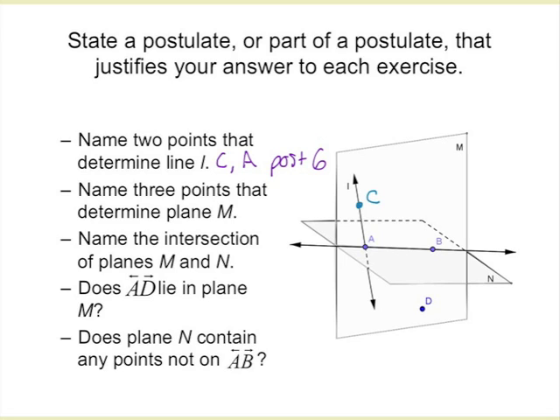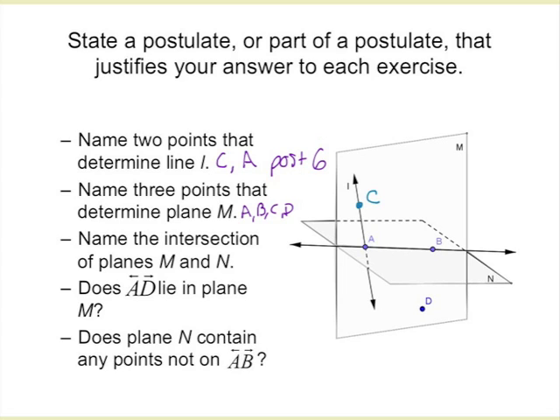The next question says, name 3 points that determine plane M. So to end up with plane M, which is the vertical plane in this picture, we need to find 3 points that are in plane M that are not all in one line. Because if they were all in one line, they could be in other planes as well. Well, all 4 of the points in this picture, A, B, C, D, are all in plane M and they're not in a straight line. So you could really pick any 3 of the 4 points there.